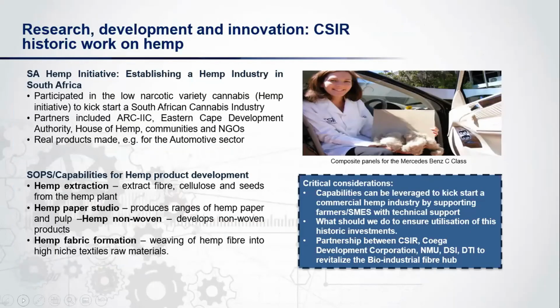And just a quick one on hemp. South Africa, and especially the CSIR and a consortium of ARC, Eastern Cape Development, and House of Hemp, did a lot of work on hemp, and we were even producing the doors of Mercedes-Benz, as you can see on the right, C-Class. So you use the hemp because it's like a cushion. It doesn't bend easily. You use it at the doors of Mercedes-Benz, and this was a long time ago, it stopped. So we can do these things.